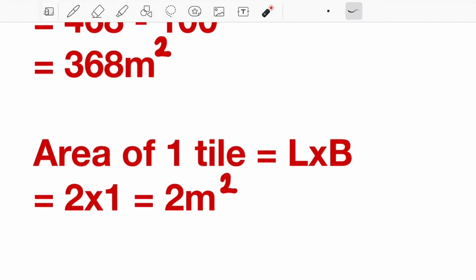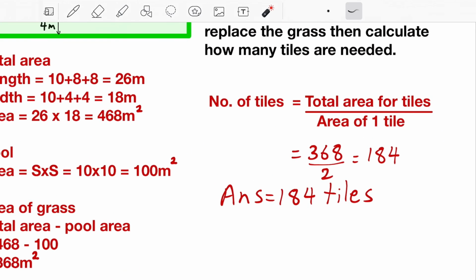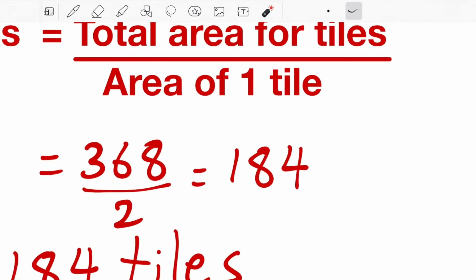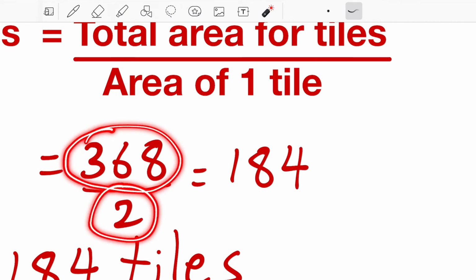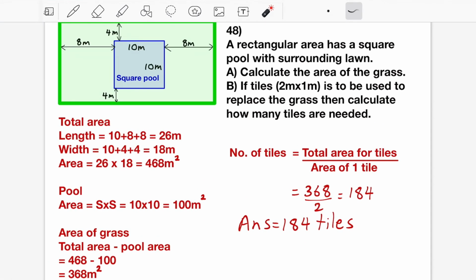They told us that the area of one tile is 2 meters by 1 meter, which is 2 meters squared. So how many of these can fit in the lawn area? So we want to replace the lawn with tile. So 368 divided by 2 will give you 184. So that's 184 tiles.